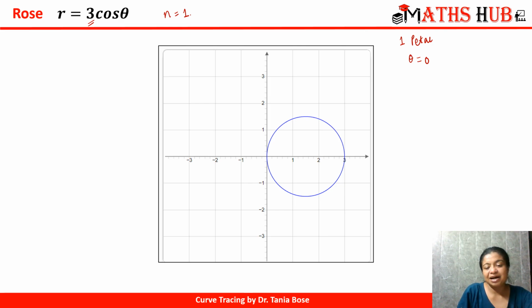So you can see that this is the circle which is starting at theta equal to 0 on the axis, and the point where it cuts theta equal to 0, that point will be 3. So you can say that the diameter of the circle will be equal to 3, right? So this is r is equal to 3 cos theta. Now we'll move on to the second rose.